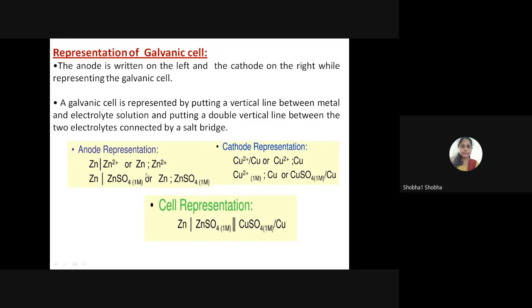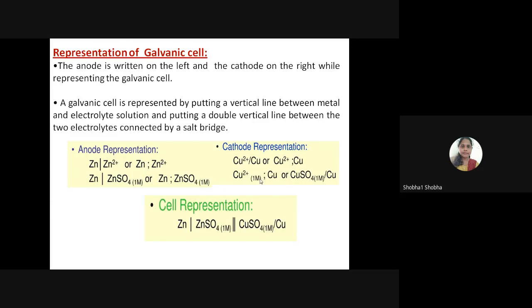This can be represented even by keeping a semicolon: zinc, semicolon, zinc plus 2, because zinc plus 2 is nothing but zinc sulfate. Here, electrode and electrolyte. The electrolyte can be given as zinc plus 2 or zinc sulfate, and its concentration. Actually, this will be more convenient, but in writing a reaction, this is also convenient. So both are okay. Now, cathode representation: electrolyte and the metal, that is copper.